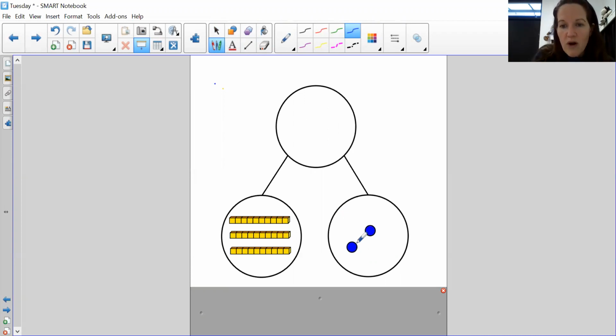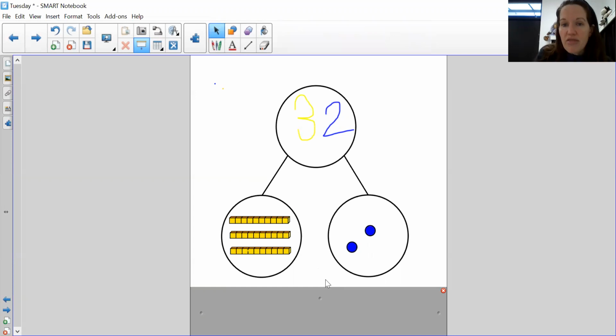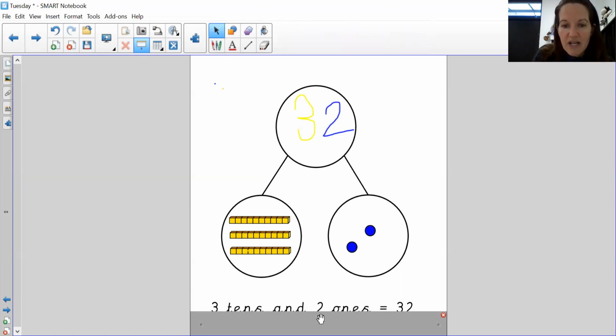So I have 1, 2. I've got 2 ones. And then how many 10 sticks do I have? 1, 2, 3. Now I know that's counting by tens. 10, 20, 30. I have 30. I've got 3 tens. So my number is then 32. Let's have a look.